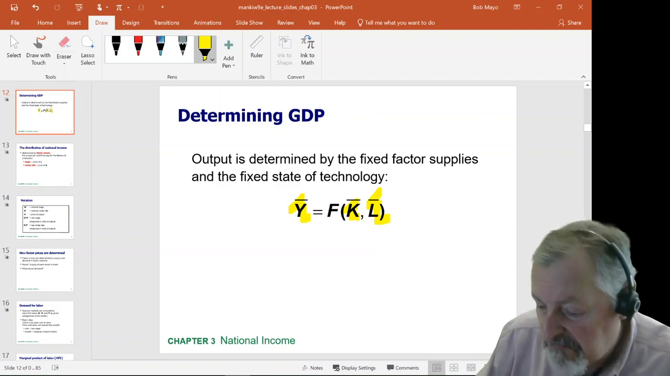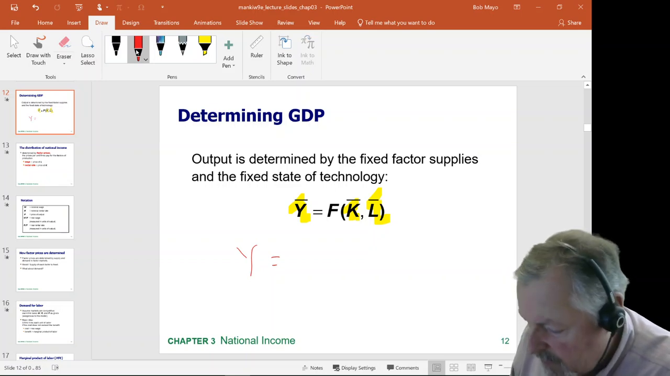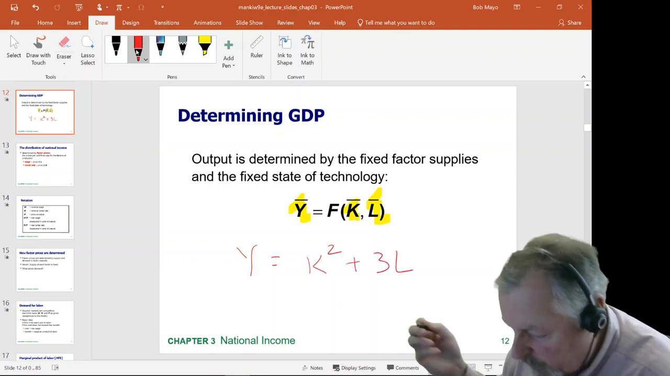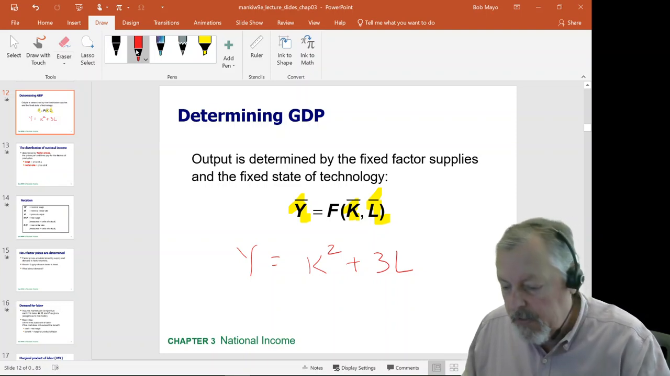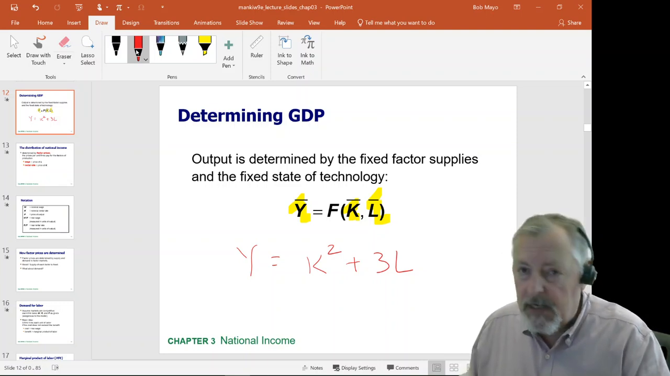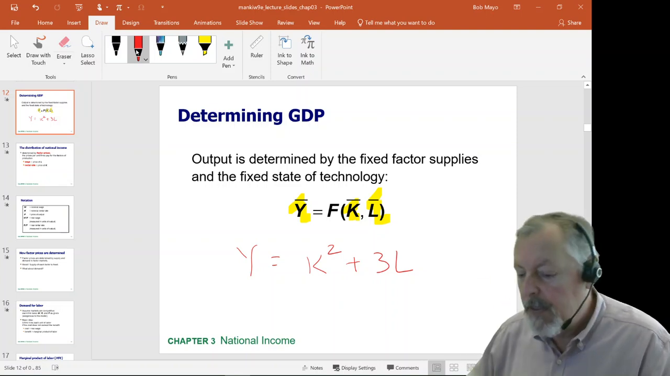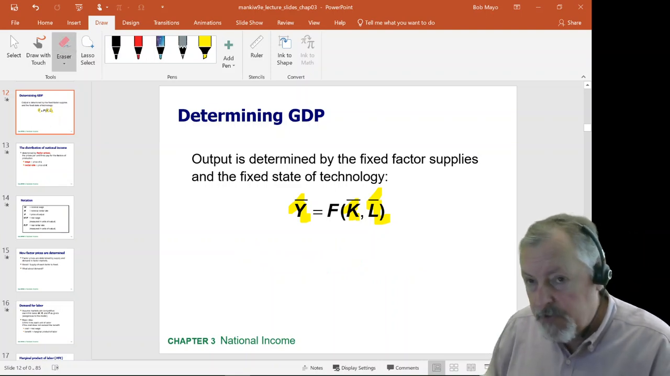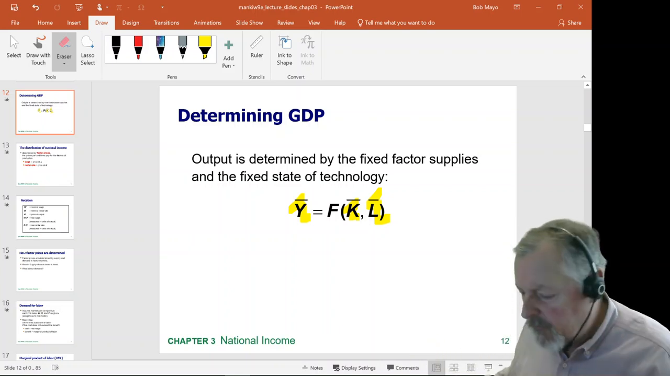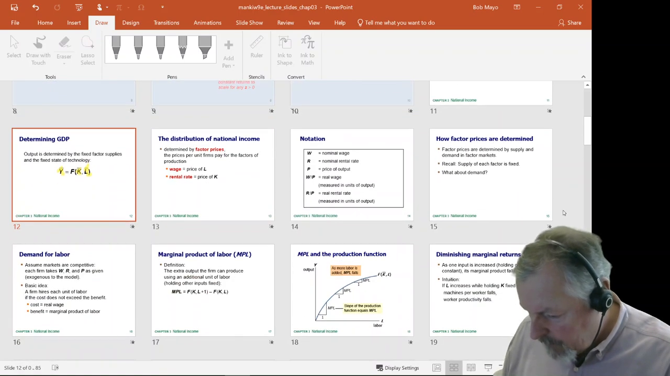This could be, for example, Y equals K squared plus 3L. Take the amount of capital in whatever unit, square it, the number of units of labor times 3, add them together. That's not a reasonable functional form, but the point is we're just not specifying what the functional form is. We're just getting the inputs and outputs of the function squared away.